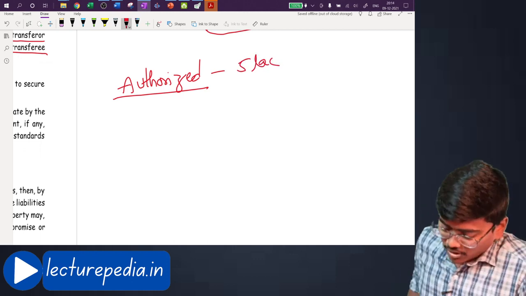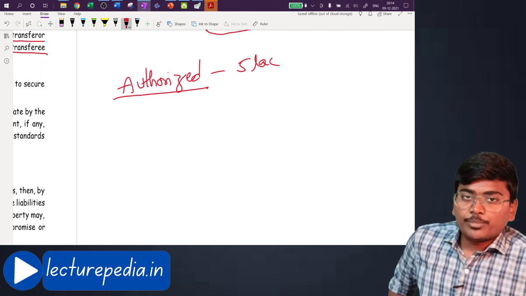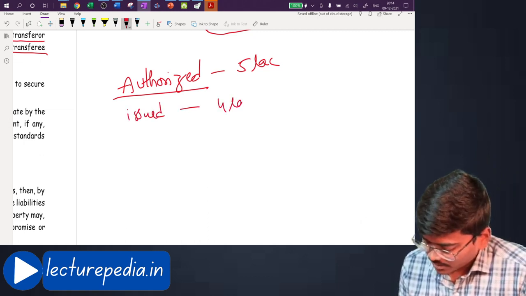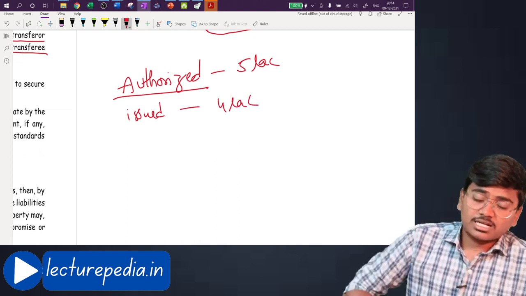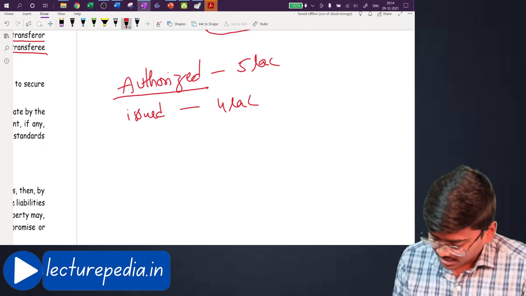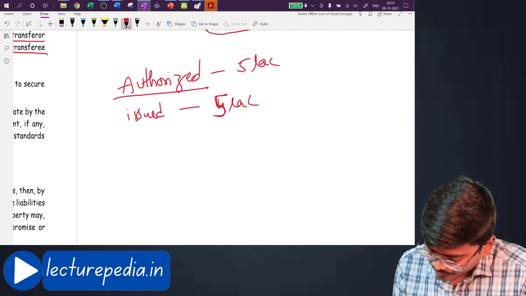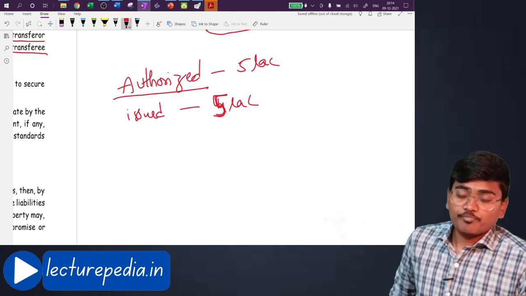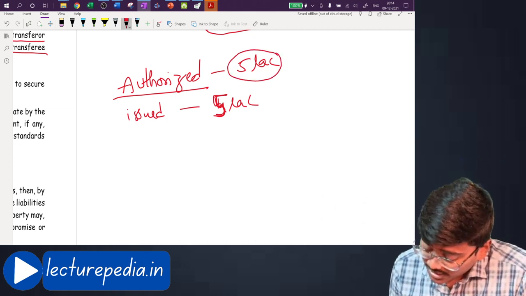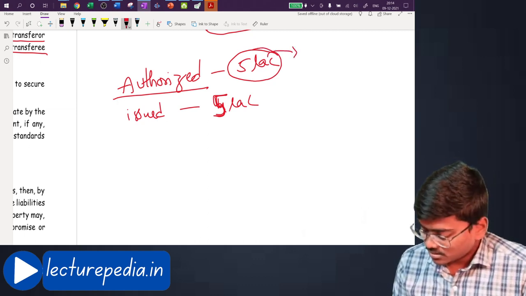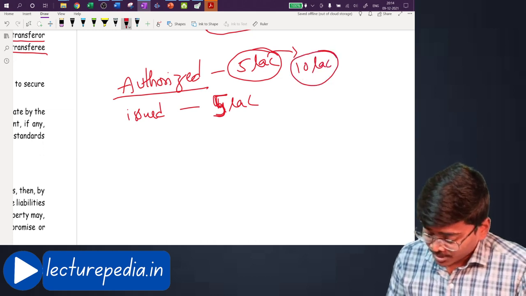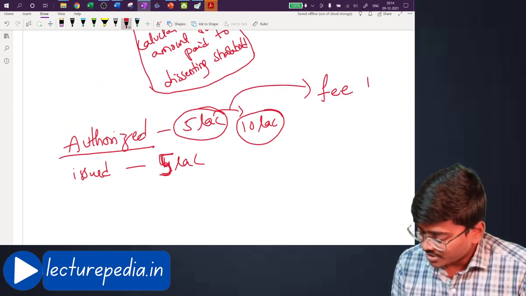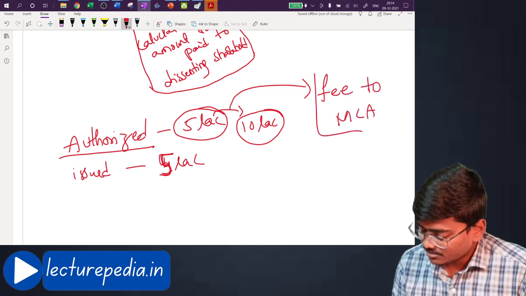Then not all this authorized capital might be issued share capital. Let's say issued share capital is 4 lakh, and after some days, let's say the company has issued some additional shares from this authorized capital and issued share capital reached 5 lakhs, that of authorized share capital. Now if the company wants to further issue shares, then it has to first increase its authorized share capital. Let's say it has to increase authorized share capital to 10 lakh. For the purpose of increasing this authorized share capital, it has to pay some fee to MCA. Okay, this is the basic concept.